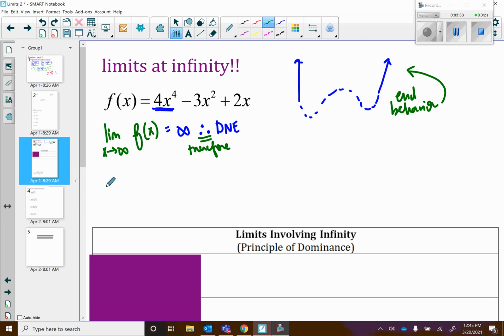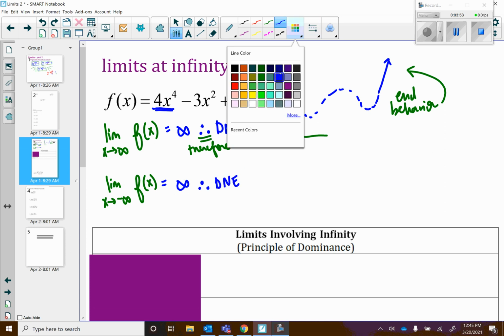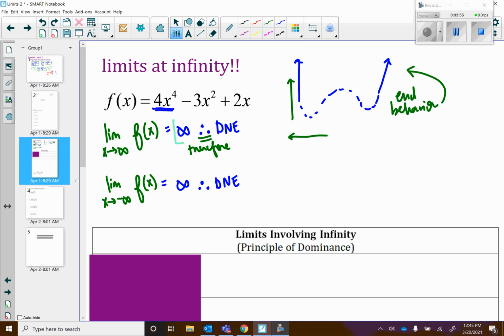We could also say the limit as x approaches negative infinity of this function. Well, it's the same thing. We're going to look at this graph. As x is getting really, really, really small over here, what's happening to my y? Well, it's getting really, really big. So it's approaching positive infinity, and again, we would say, therefore, does not exist. These would be the solutions to those limits for this problem.